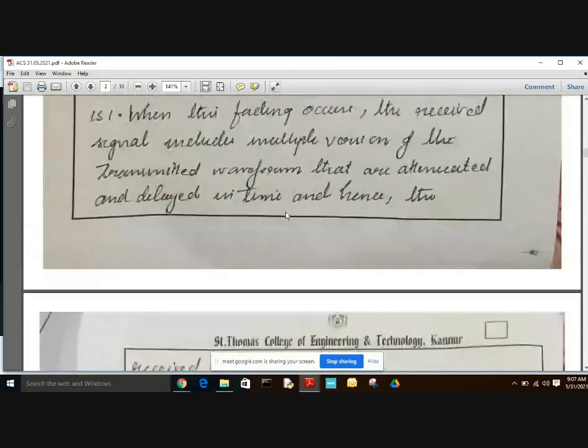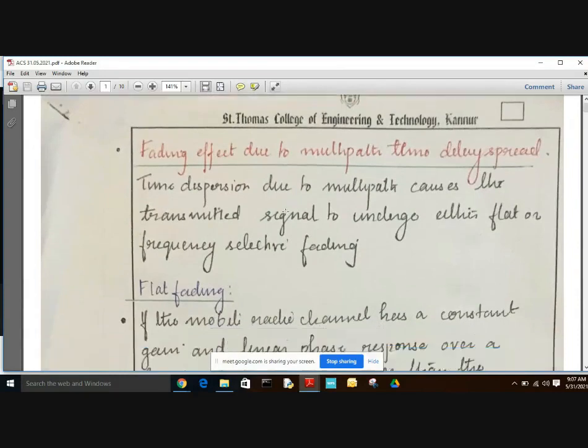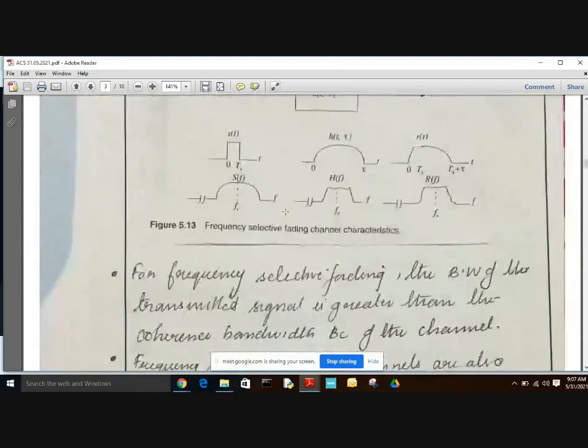This is about the small scale fading due to multipath time delay spread. So due to multipath time delay spread, we have studied two types, that is flat fading and frequency selective fading. Now we will move on to the next type, that is due to the Doppler shift.